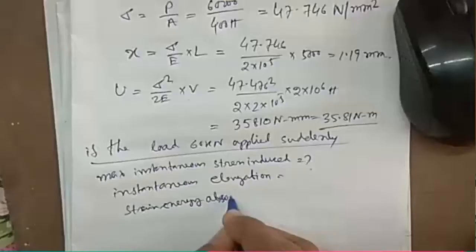So now we know that when the load is sudden, the stress will be 2 into P by A. That is what we have found out. So 2 into 60,000 by 400 pi, which will be twice the previous stress value, so 95.493 Newton per millimeter square. We put this stress in the formula of stretch.